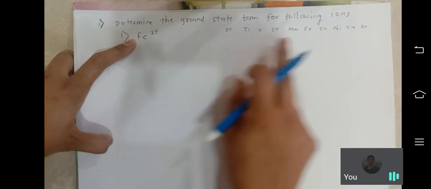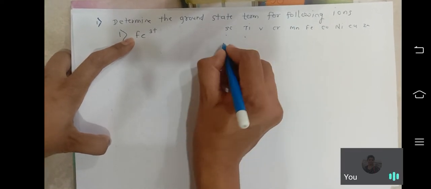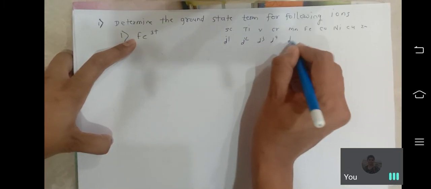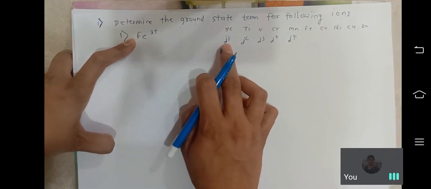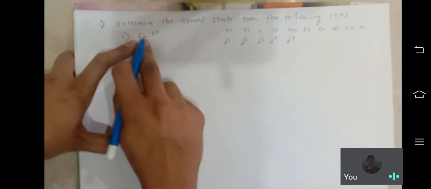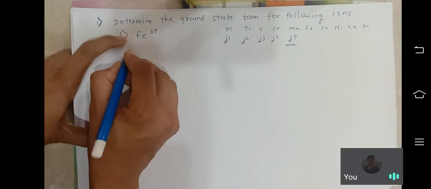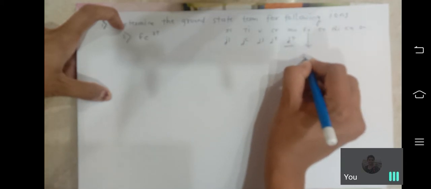Okay, Fe means iron. 3d1 4s2, 3d2 4s2. That means this is d1 system, d2, d3, d4, d5. In scandium, 3d1 4s2, 3d2 4s2, 3d3 4s2, 3d4, 3d5. What is here? D5 system is there. That means what is the electronic configuration? What is the atomic number of Fe? 26. Okay, so here how do you write the answer of this question?